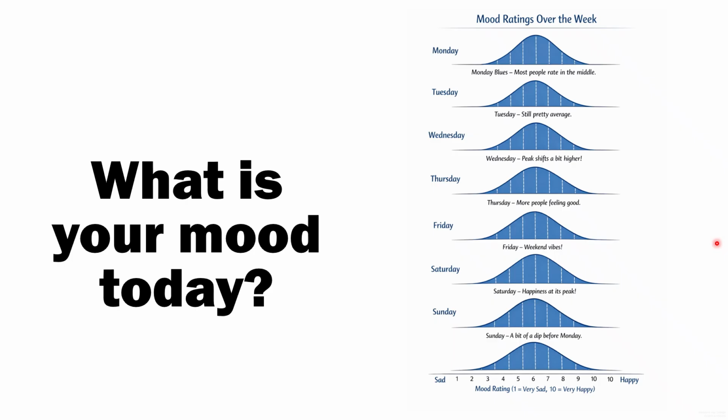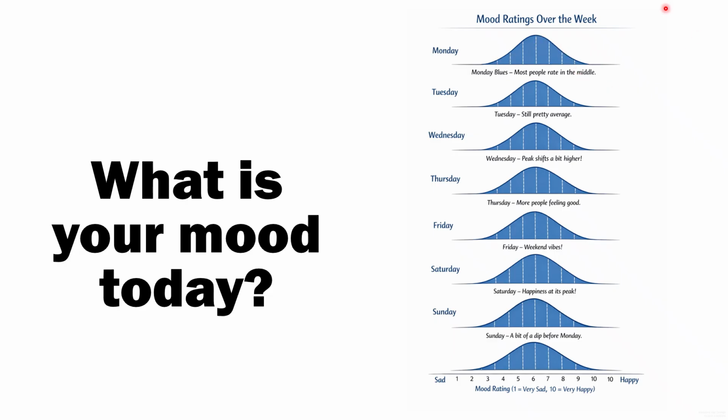So on Monday, you might have the infamous Monday blues. My son and I have a Monday scream session in the car before we go to school. And so most people might rate their mood around the middle, like a 5 or a 6, if it was on a scale of 10, with only a few feeling extremely sad and a few feeling really happy. And so on Monday, we've got a bell curve.